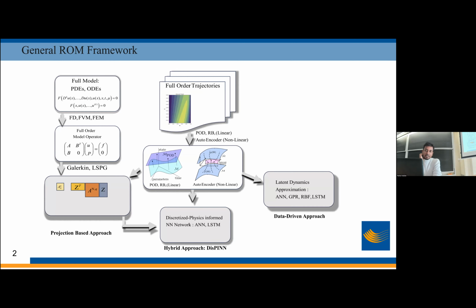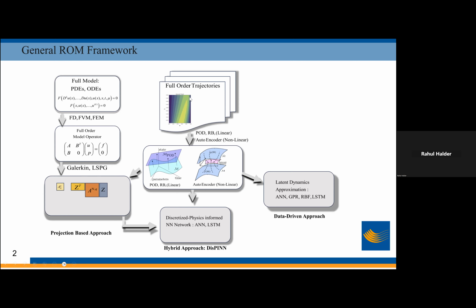On the left-hand side, we have the projection-based reduced order model framework. We need two things. One is some high-fidelity numerical simulation data, which we call full-order trajectories. And we also need a set of governing equations which we project onto a reduced space. We compute the operator from that, and then we can do Galerkin projection or LSPG projections.